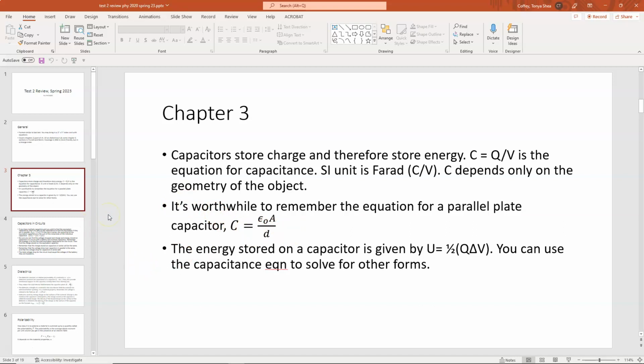The energy stored on a capacitor is given by U, the potential energy storage, equal to 1/2 Q times delta V. So here it's 1/2 times the charge stored on the plates times the voltage. And then you can use the C equals Q over delta V equation to get it into different forms.